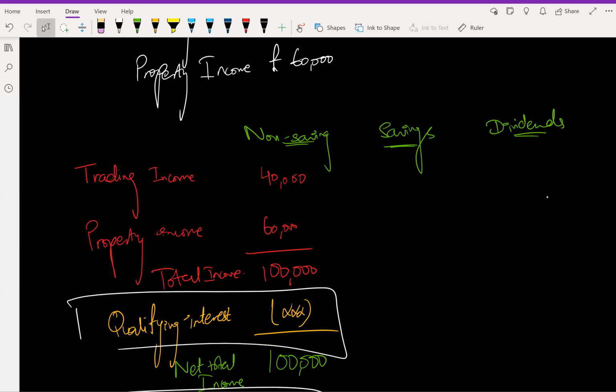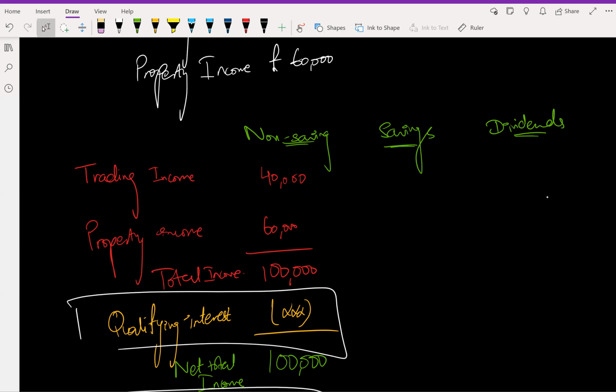Technically, the interest on that loan should be treated as a deduction from the trading income P&L only. Why? Because the reason why I took out the loan was for trading purposes. So technically it should be a reduction from the trading income P&L. Yes?